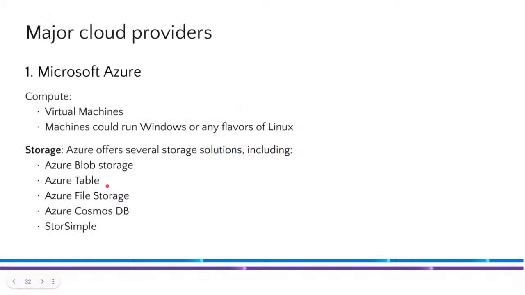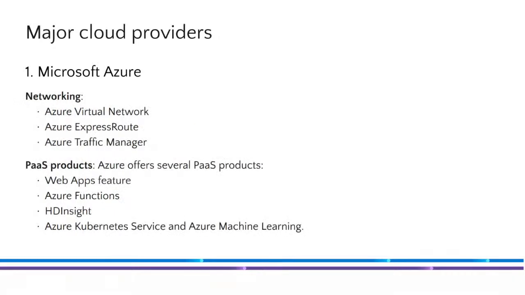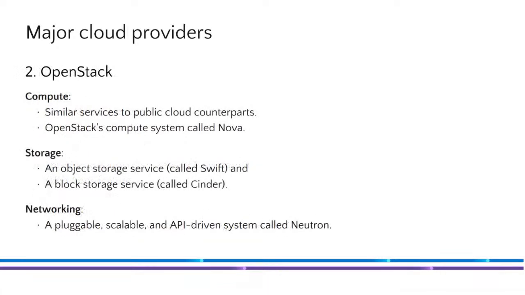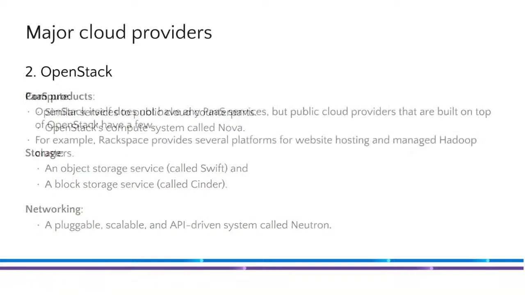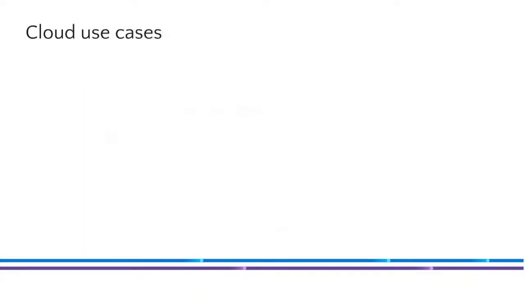Yep. So major cloud providers like Microsoft Azure, we will go through. I'm not going through each and every service, but I'll show you the whole process behind it, how you work. Networking, PaaS products like Azure Virtual Network. OpenStack is also a great thing. You can check it out. It has similar services to the public cloud counterparts. OpenStack's compute system is called Nova, and the object services are called Swift and Cinder, which you can use over there. So it's a great space again. You can check that out.